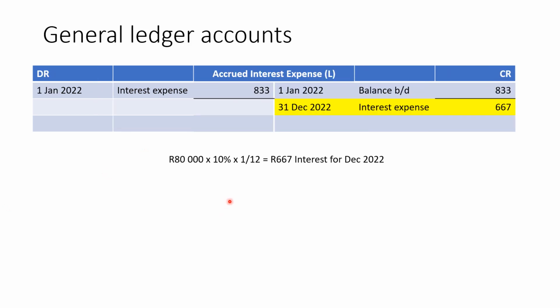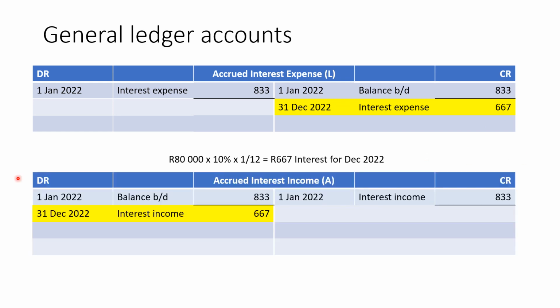Now we're going to post that adjustment that we did, the journal entry, to the ledger accounts. So if we had a loan, we had an amount owing for interest for December 2022, 667 Rand. So that's a credit to my accrued interest expense account. That's December 2022's interest that's owing. And if I had an asset, it means I have interest that's owing to me. So I have accrued interest income of 667 Rand. So that's a debit to the accrued interest income account. That asset is increasing.